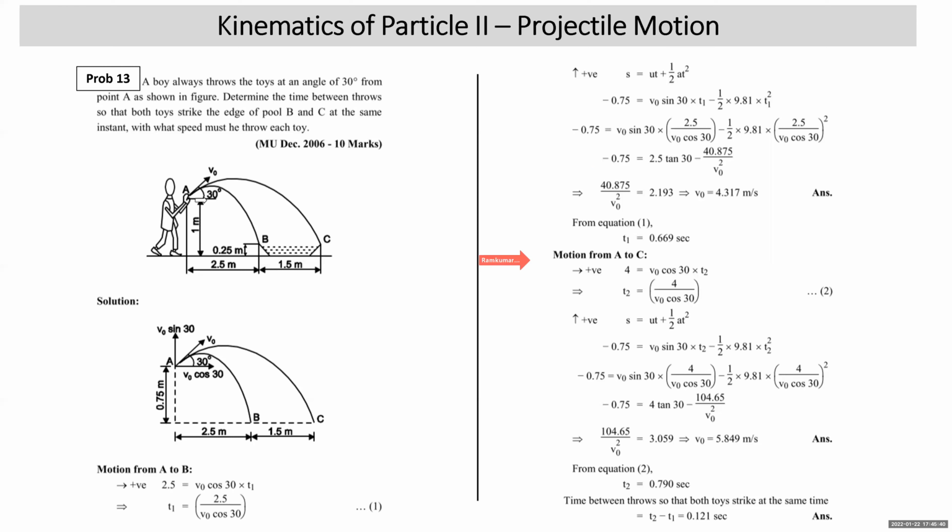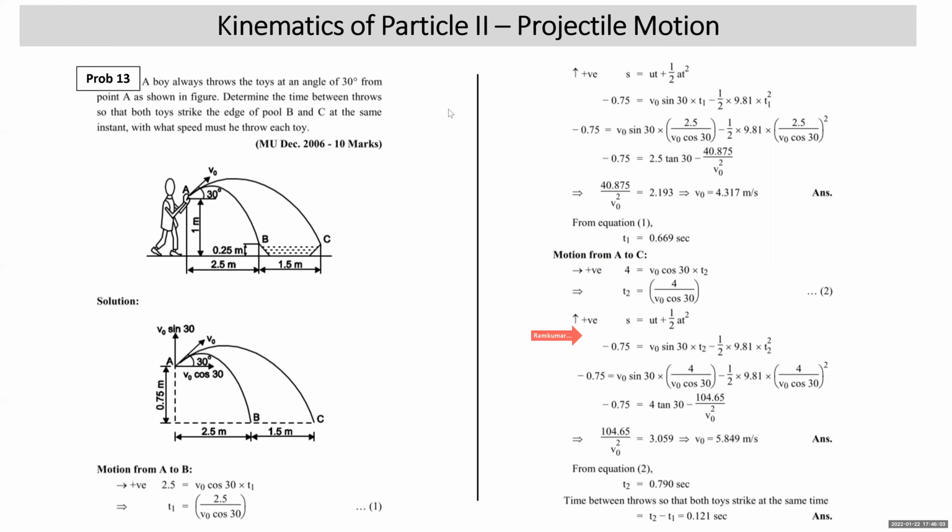Horizontal motion: 4 is equal to v naught cos 30 into t2. Here t2 is written as 4 upon v naught cos 30. Vertical motion: s equal to ut plus half at square. Point C is below A, so s is minus 0.75, which is equal to v naught sin 30 into t2 minus half g t2 square. Substitute the value of t2, 4 upon v naught cos 30. V naught gets cancelled. You get the equation like this.